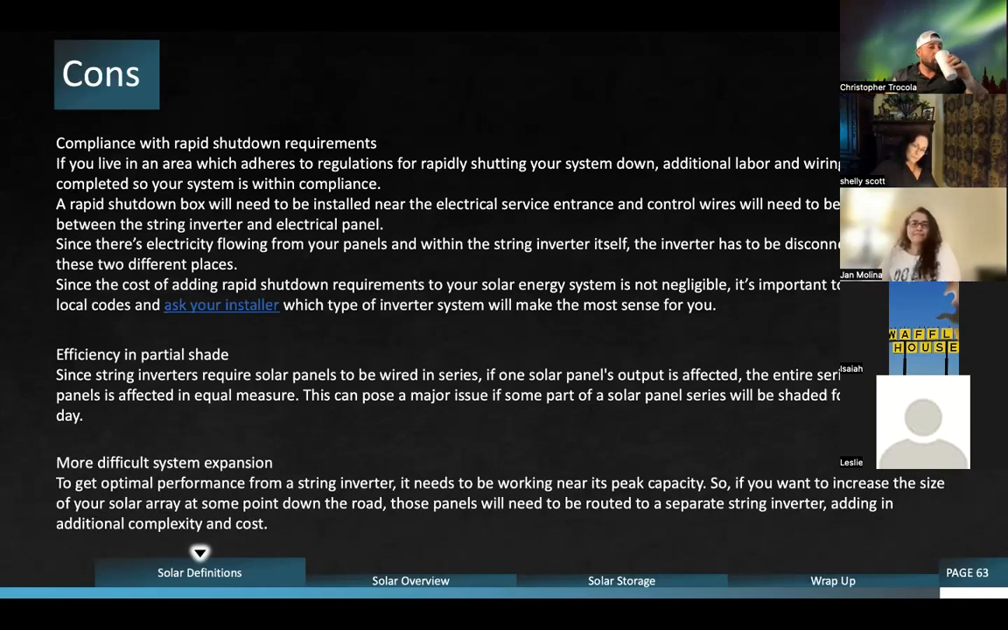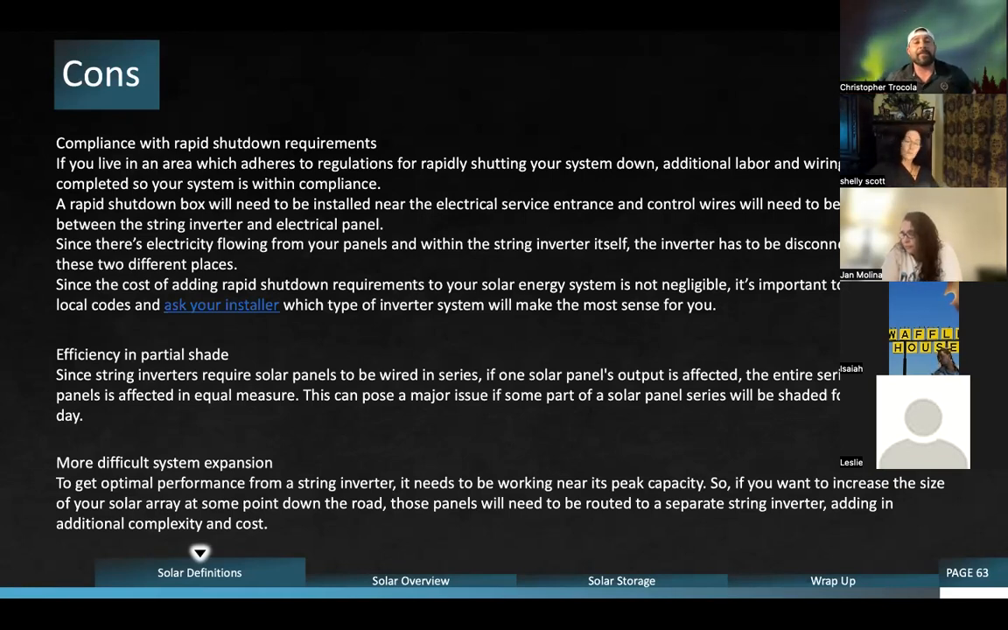They're more difficult for system expansions. To get optimal performance from a string inverter, it needs to be working at near peak capacity. So if you want to increase the size of your solar array at some point down the road, those panels will need to be routed to a separate string inverter, adding additional complexity and cost.